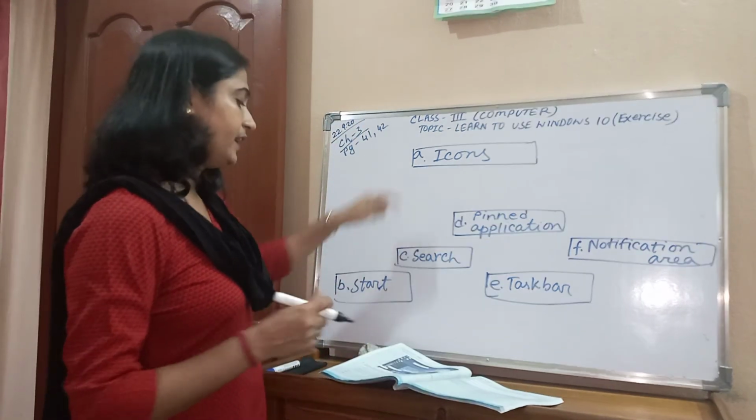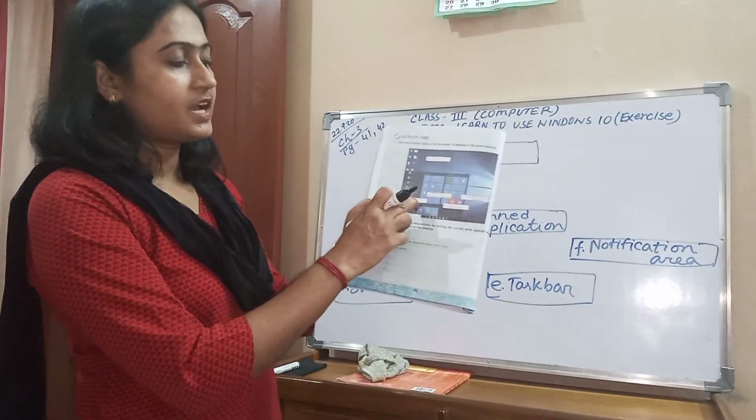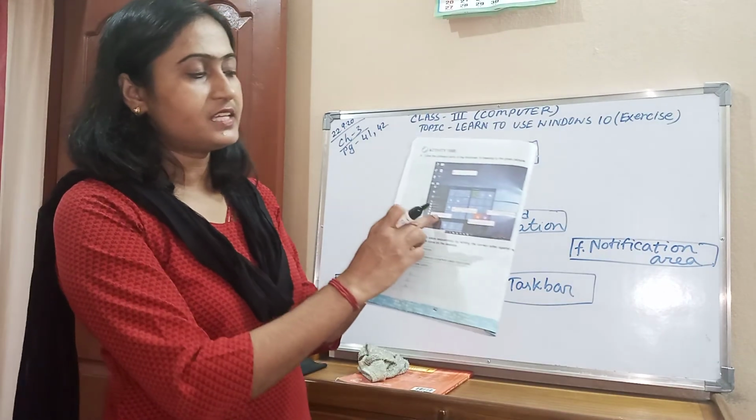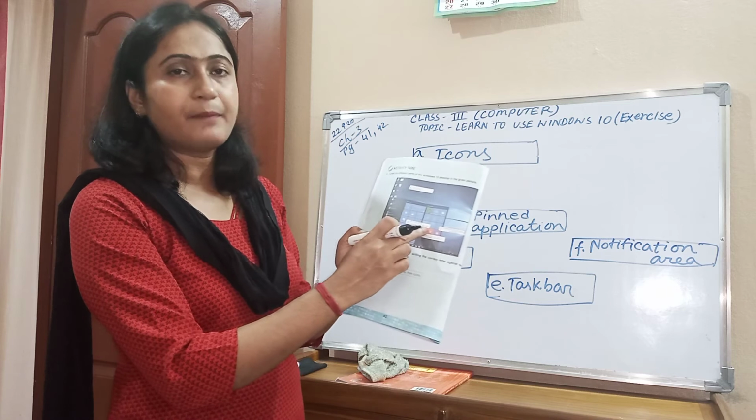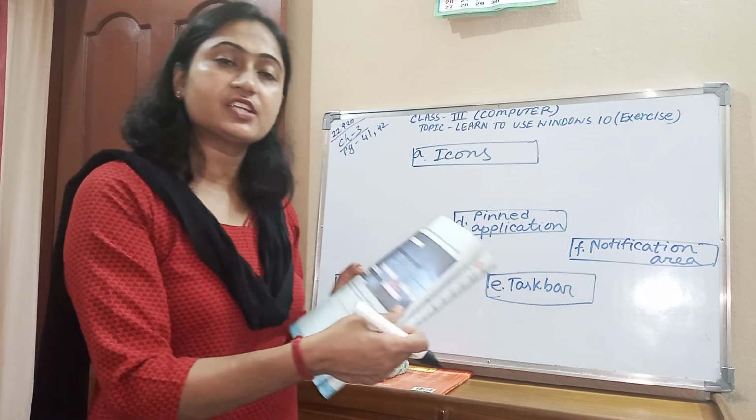Number A, icon. Number B, start. Number C, search. Number D, pinned application. Number E, taskbar. And number F, notification area.